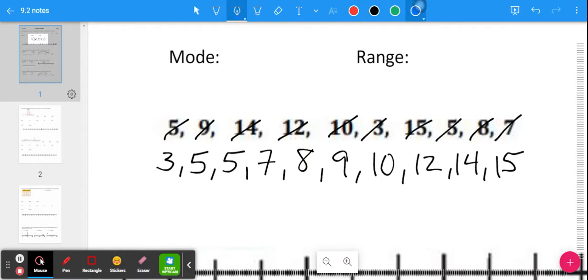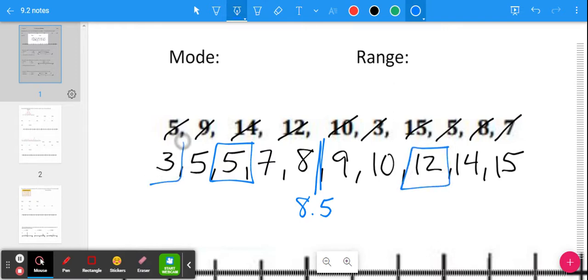So we have to find our median. Our median is going to end up between 8 and 9. So 8 plus 9 is 17, divided by 2 is 8.5. So that's your median. So now we need to find the middle number in the lower half of the data, the Q1. So our Q1 is 5. Our Q3 is the middle number in the upper half of the data, so it's 12.